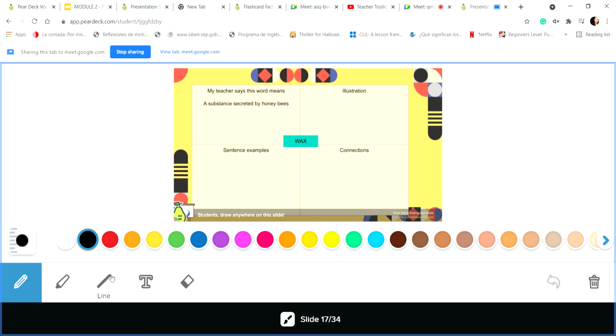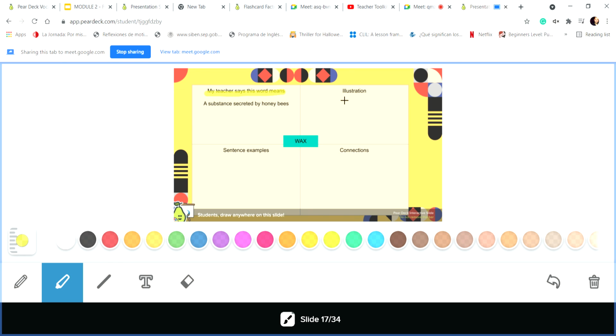These are the headlines. Voy a irme a los headlines. This is the one. Illustration, connections, and sentence examples. My teacher says this word means a substance secreted by honeybees. And then you have illustration, sentence examples, and connections.